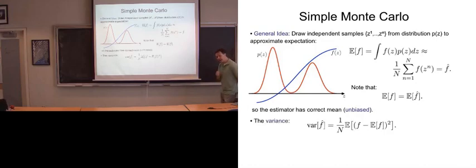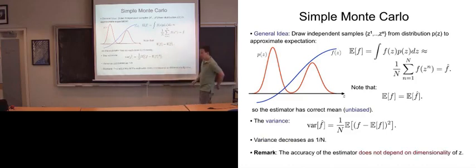If you look at the variance of this estimator, just compute the variance, it is going to have this form: the variance divided by n. So the variance decreases as 1 over n, the number of samples that you're drawing, which is a very good property to have. One of the remarks here is that the accuracy of the estimator doesn't depend on the dimensionality of Z. That's a key point. It's a very nice property to have.